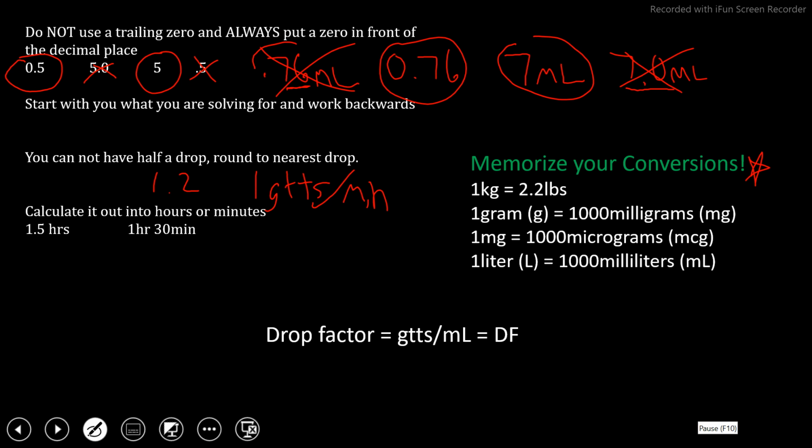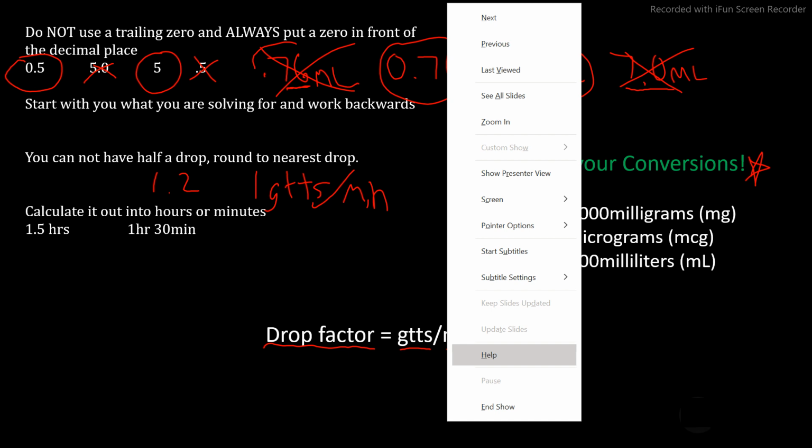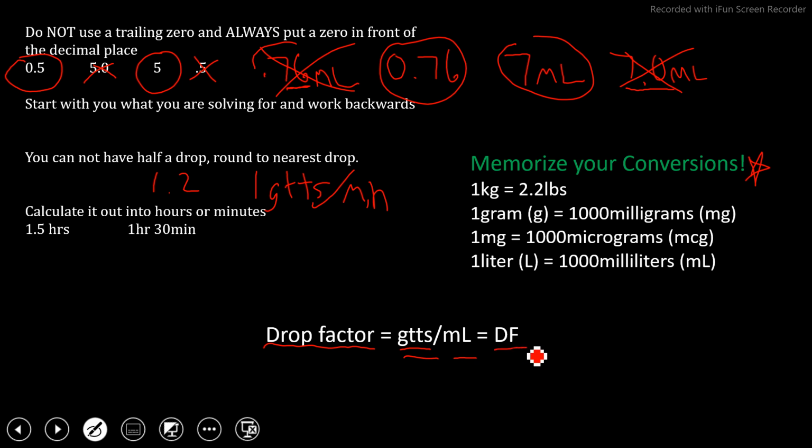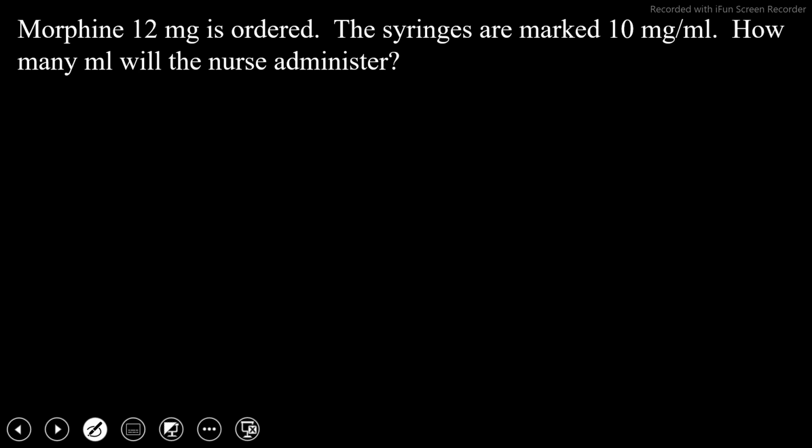Something else to remember so you don't get confused is that drop factor is always going to be drops per mL. Drops per milliliter. And that can also be abbreviated as DF for drop factor. So if drop factor equals 20, that'll be 20 drops per mL. Okay, so let's get into our practice problems.